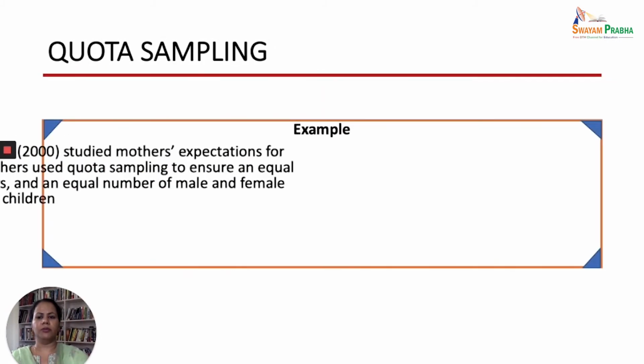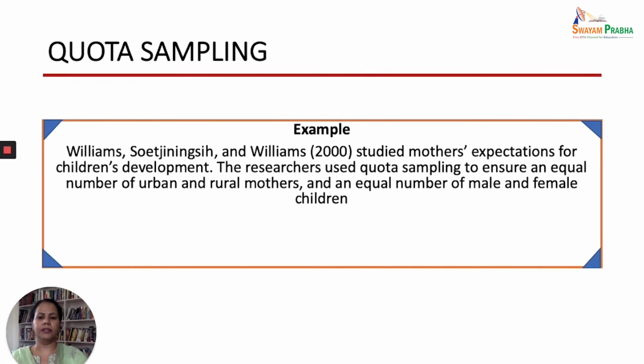One example of quota sampling is that these authors did a study on mothers' expectations for children's development, and the researchers used quota sampling to ensure an equal number of urban and rural women. So here the strata were based upon their residence, urban or rural. They included urban and rural women and an equal number of male and female children, and also they considered the strata based upon male and female children, and then they understood the mothers' expectations for the children's development.